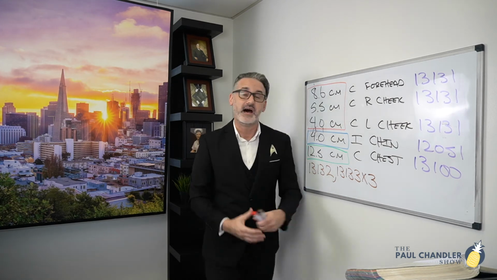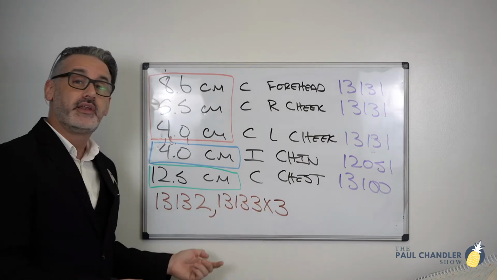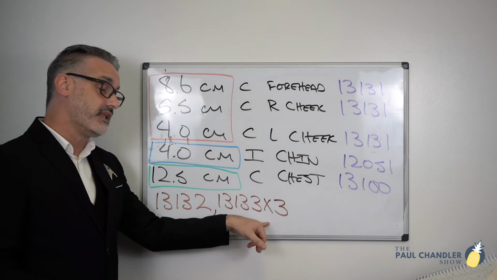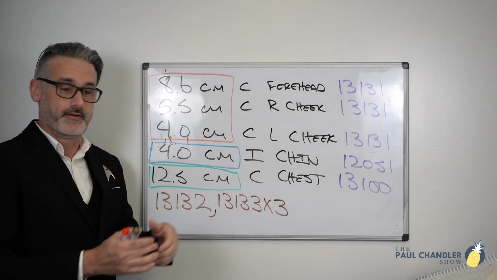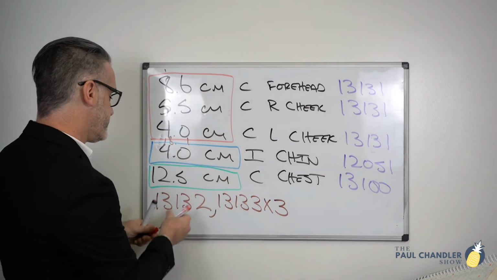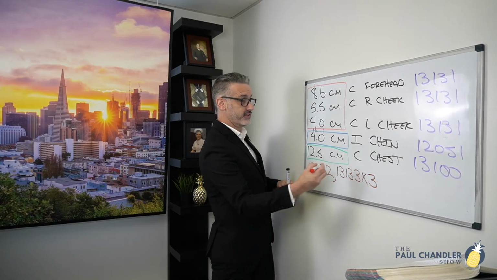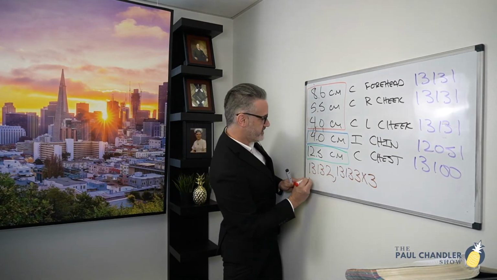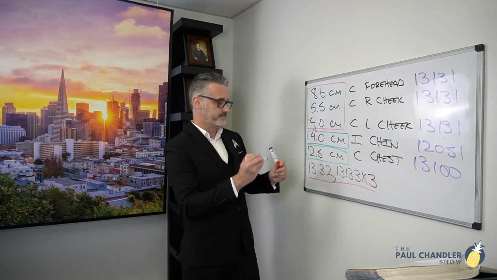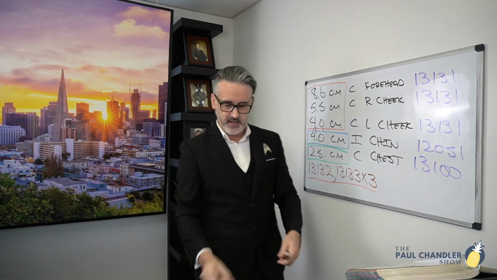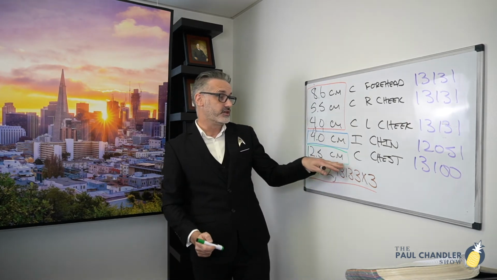And what I'll do, I'll be writing the code numbers out in brown, but then underneath it, I'll be underlining what group of codes that I'm pulling that from. So this 13132, and then 13133 times 3 gives us the red codes. And then now we have, like I said, we're going to do the green next.